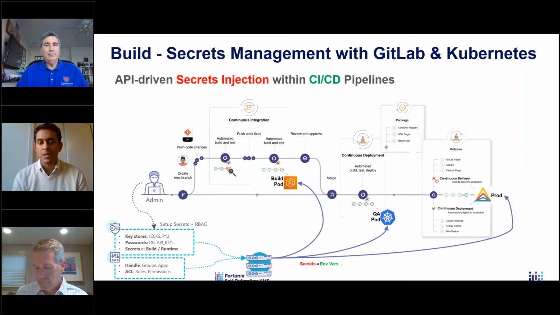And essentially, your code, as it goes through the pipeline, doesn't have to know where the secret is. The secret magically shows up depending upon where the code is in the pipeline, and Fortanix injects that secret into the pipeline based on some annotations that you define in GitLab. So with that, let's transition out to the demo, and I'll provide some commentary based on the screens that you see.